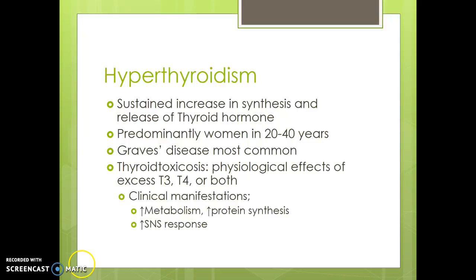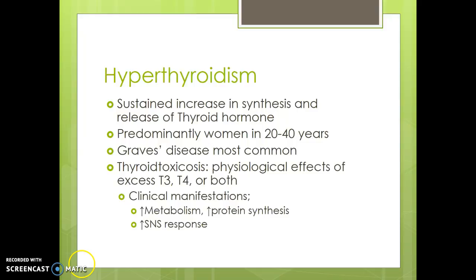And this is when you have physiological effects that are being seen based on an excess of too much thyroid hormone, that being either T3 or T4. And with the thyroid toxicosis, and all that means is you're just toxic on thyroid hormone, basically. You have an increased metabolism, you have increased protein synthesis, and you also have an increased sympathetic nervous system response.